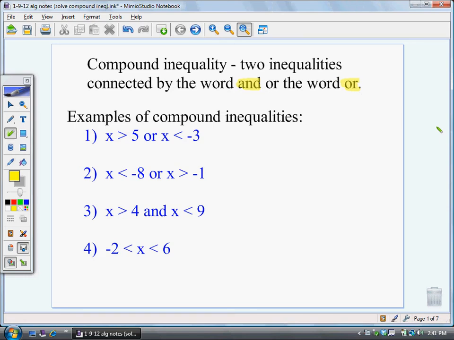The first two: number 1, x is greater than 5 or x is less than -3. Number 2, x is less than -8 or x is greater than -1. The last two, examples 3 and 4, are both ones connected by the word and. But one of them is using the word and, one is not. In each case, you can write it the other way. Like in number 3, where it says x is greater than 4 and x is less than 9, this one you could also write this way.